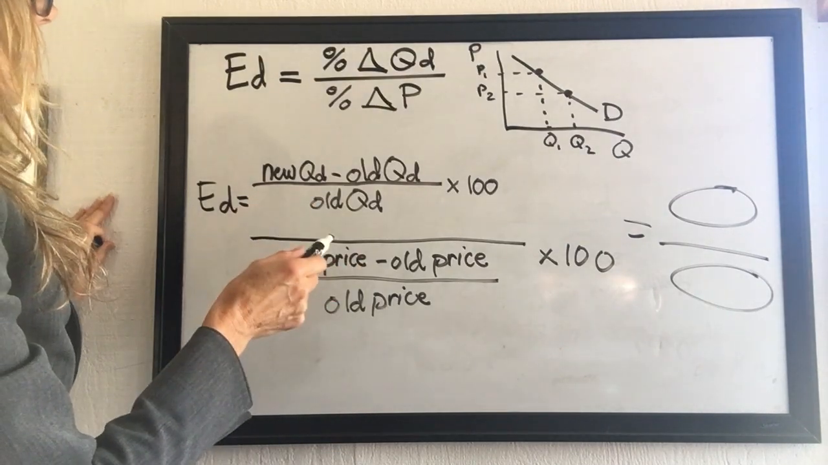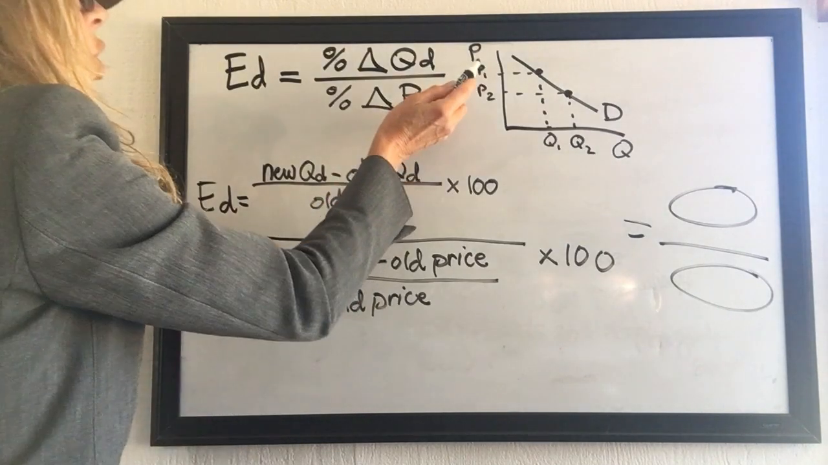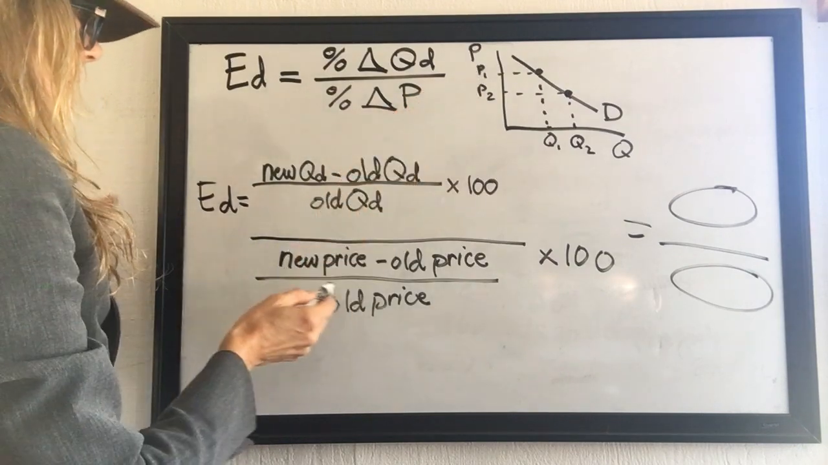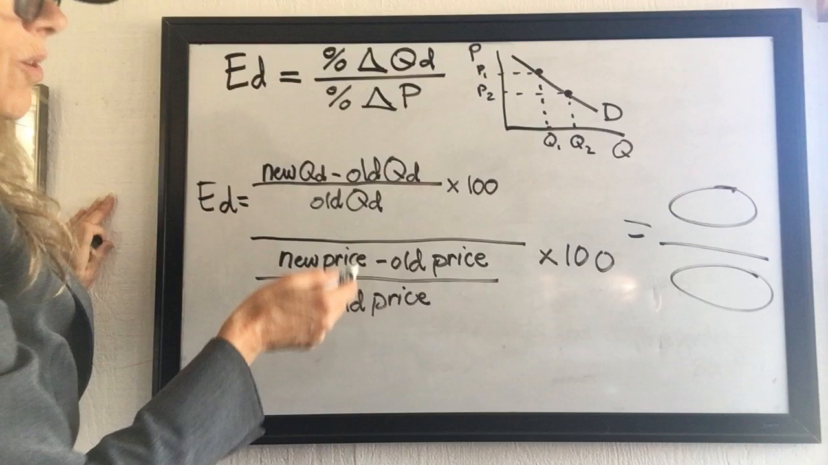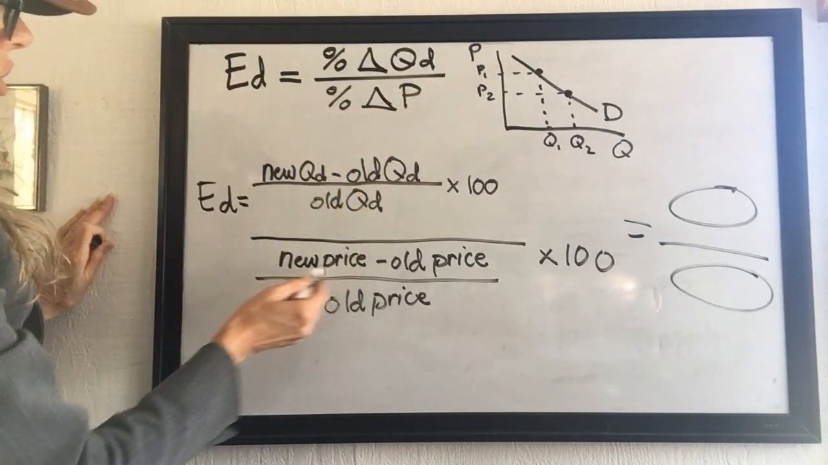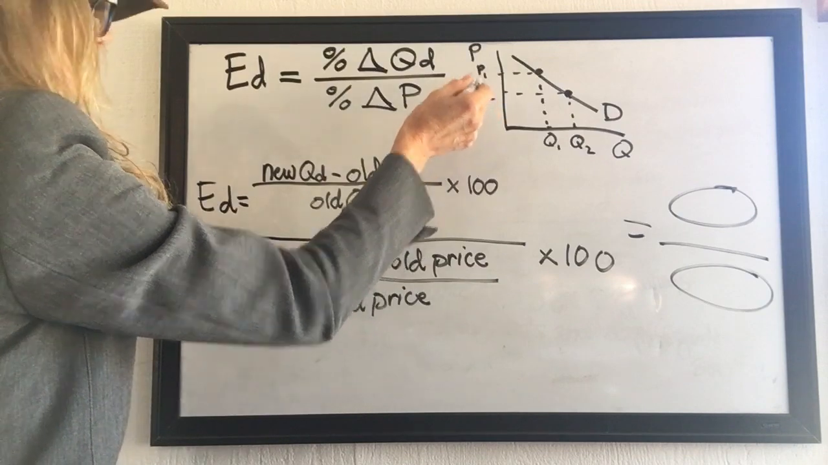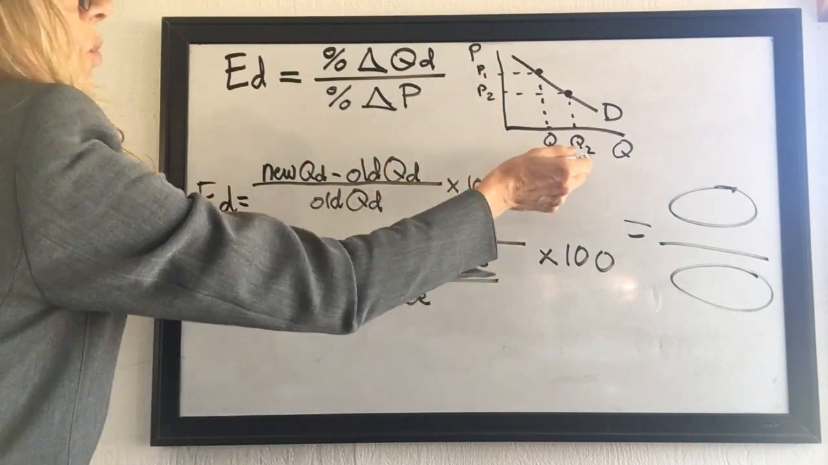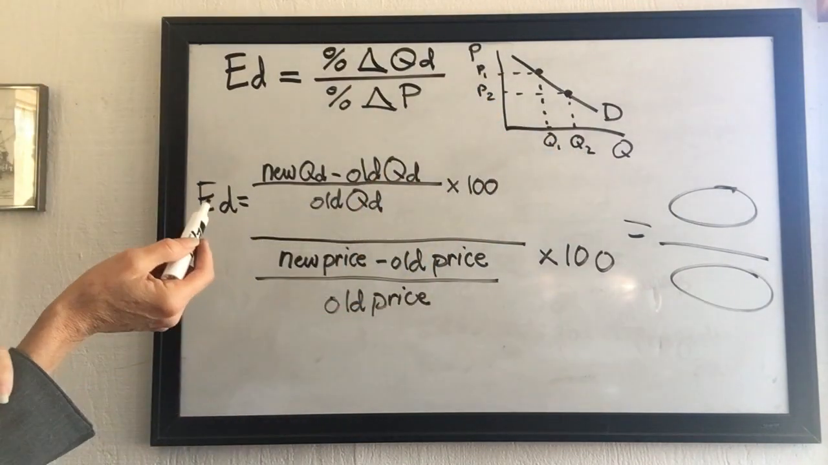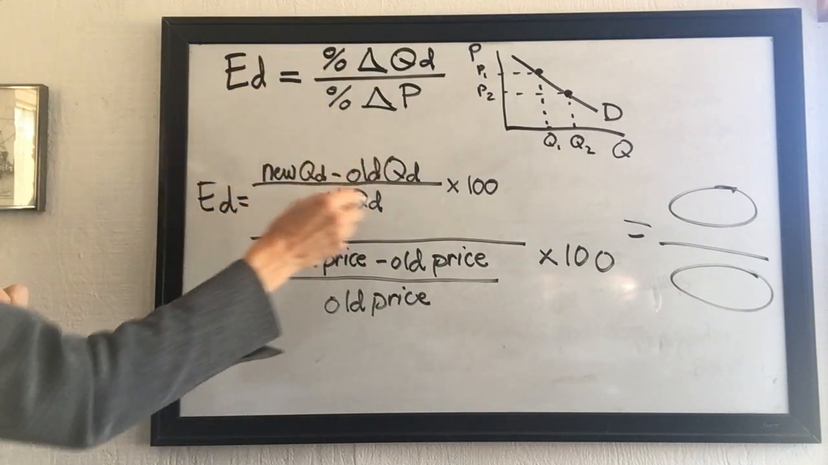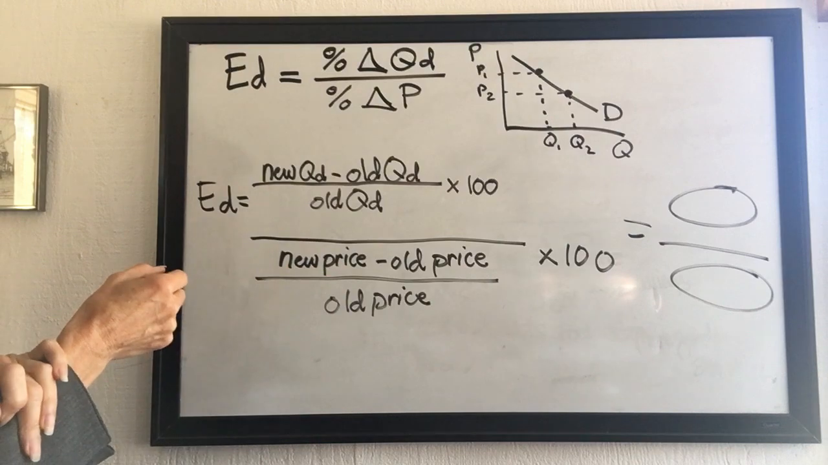Now the key to this is identifying which one is the old price and which one is the new price, and making sure you stick with that. So if P1 is the new price, you would plug that in. If P2 was the old price, you would plug that in. Q1 and Q2 the same way. Now, this is the same formula just written out, and if we had numbers, we could plug them in.